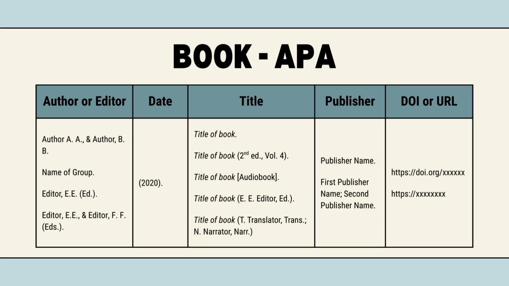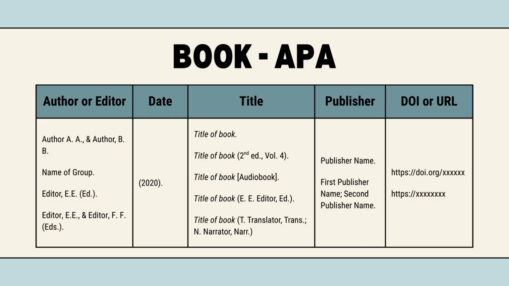First, looking at a book. It starts with author or editor information, followed by the date, then the title, then the source information, which includes the publisher and the DOI or URL. So we look and see, is my author a group? Then we would format the author as the name of the group, period.